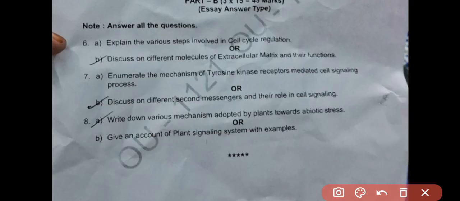Now the eighth one was various mechanisms adopted by plants towards abiotic stress. So you need to write the various mechanisms of abiotic stress. And here the next is plant signaling system with examples. So this is the paper of 2024. Now let's see the other paper.